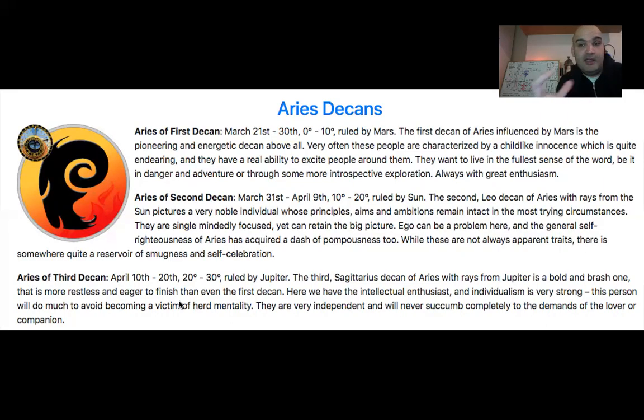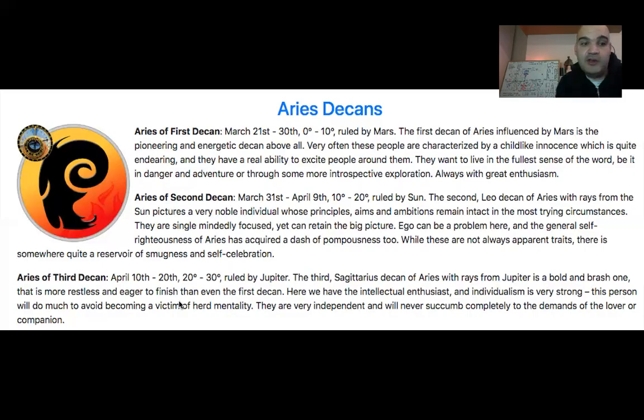So straight away here, you can see if you're born in the first 10 degrees of Aries, you'll be a bit more of a childish, enthusiastic, energetic Aries. Whereas if you're born in the second decan of Aries, it has a more Leo-y influence, which, like it says, has to do with the ego and making yourself known. And it even says here a reservoir of smugness and self-celebration, because obviously the sun is about the self as well in the birth chart. So that corresponds with that.